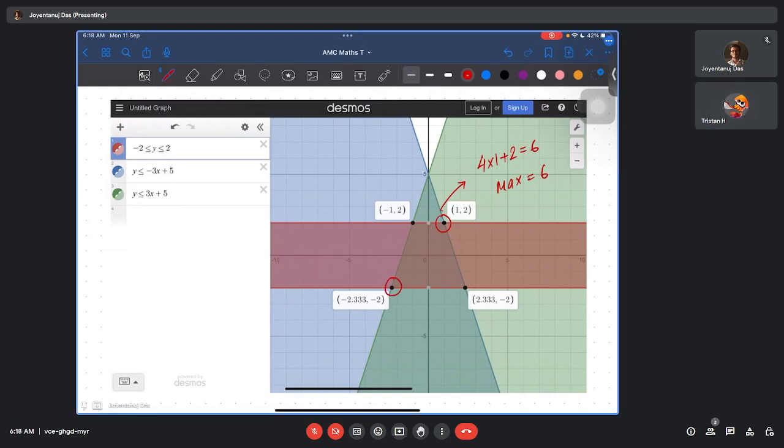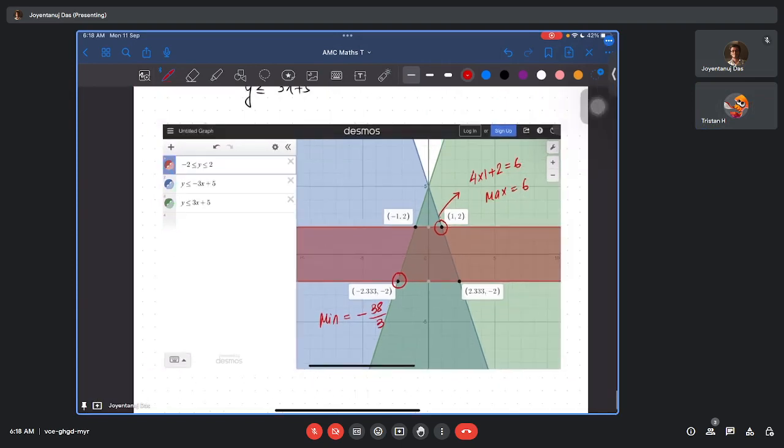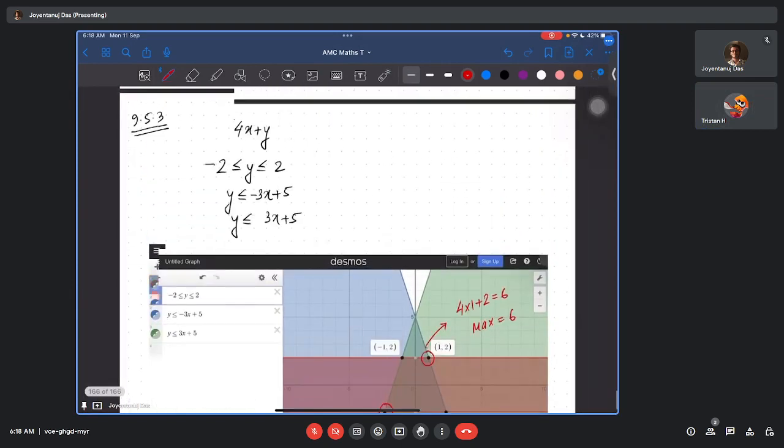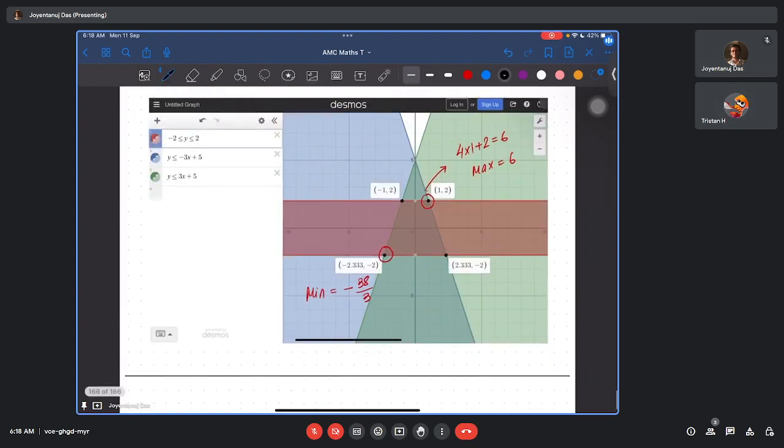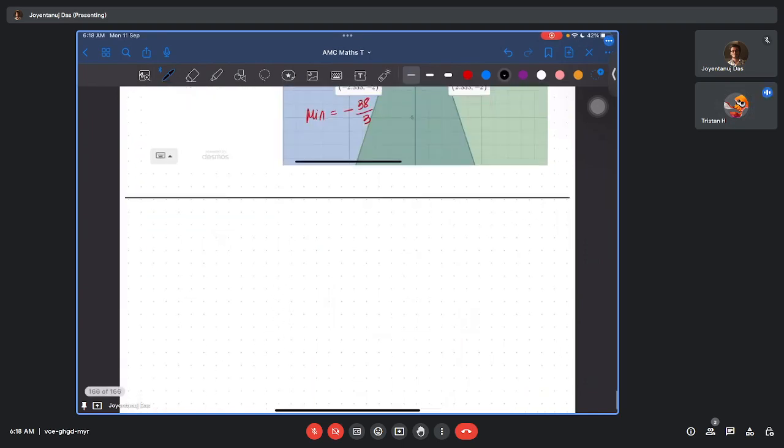What is the value you are getting? Negative 38 over 3. Okay. So I think this is it. Right. Yes. So this is fine. Then next one is 9.5.4. So in the problem, we investigate optimization in an infinite region. Okay, so it is not bounded like this one. Consider the three inequalities. Okay, let us write it.